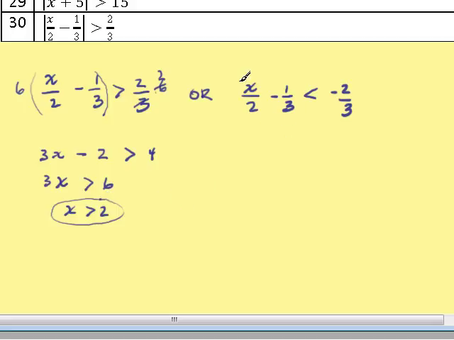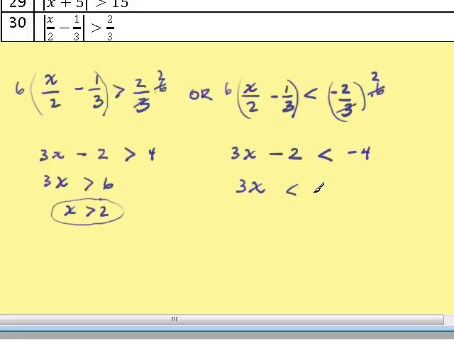All right, on this side, again, multiply by 6. Or on this side, we're going to start with 3x minus 6 over 3 is 2, less than 3 goes into 6 2 times, so here we have a negative 4. Add 2 to both sides, and divide by 3. And these are connected by an OR.